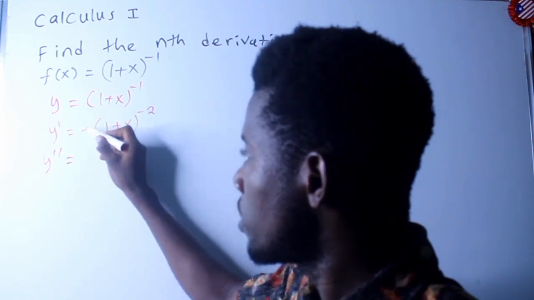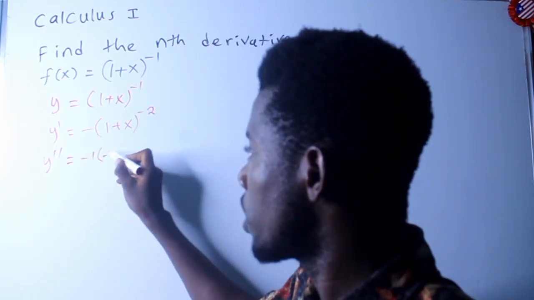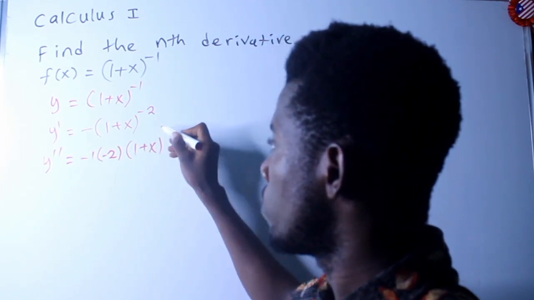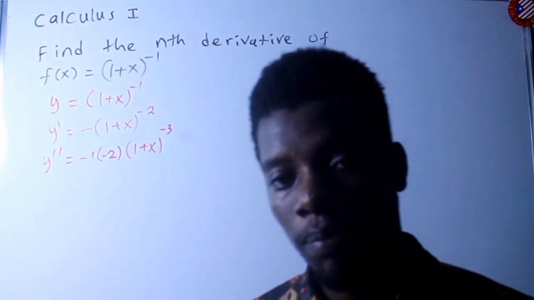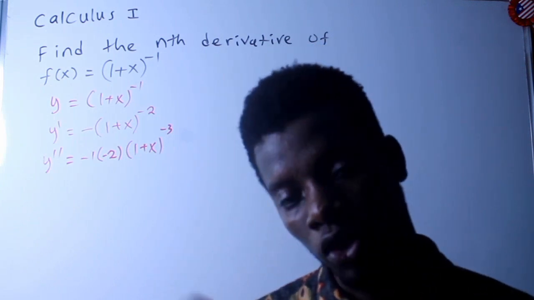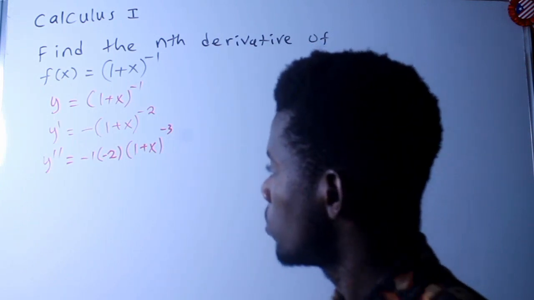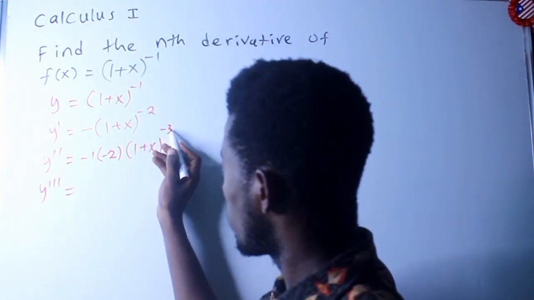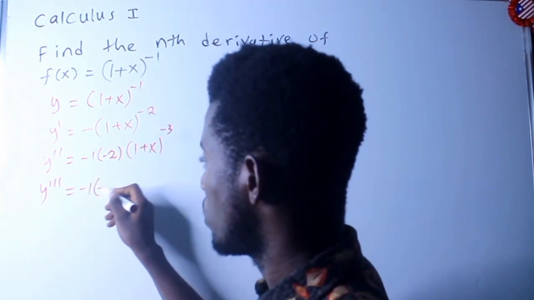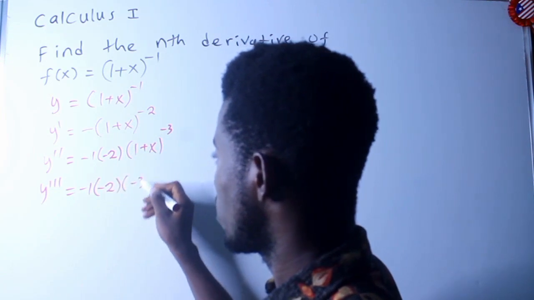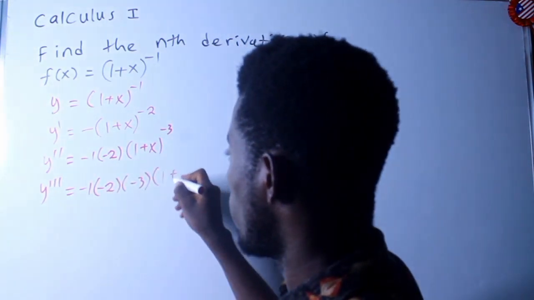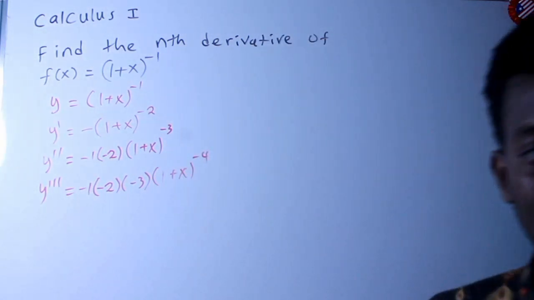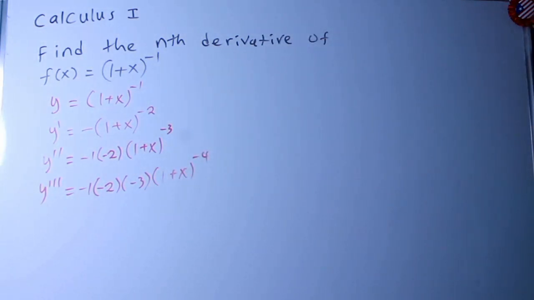Multiply this by this, so we'll have -1 times -2. And then we have (1 plus x) raised to the power of -3. Always multiply the power by the coefficient and subtract 1 from the power. So the third derivative, y prime prime prime, is equal to, multiply this by this, we have -1 times -2 times -3 multiplied by (1 plus x) raised to the power of -4. That is the third derivative.